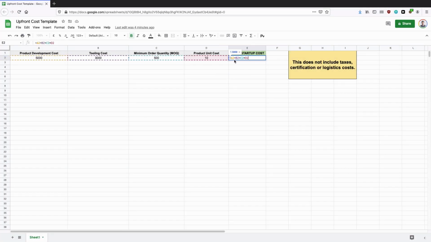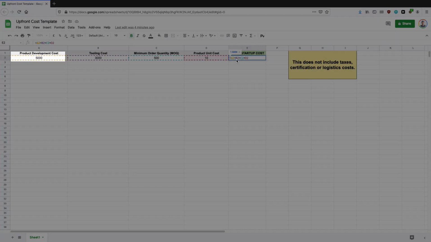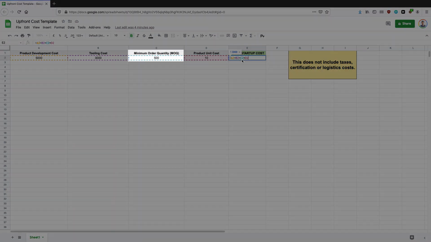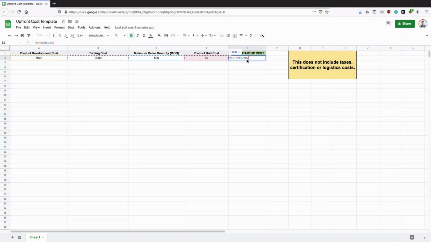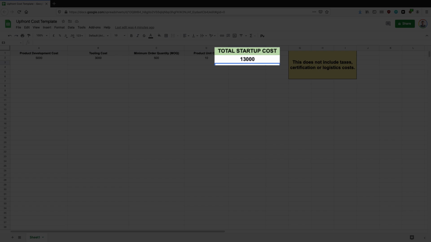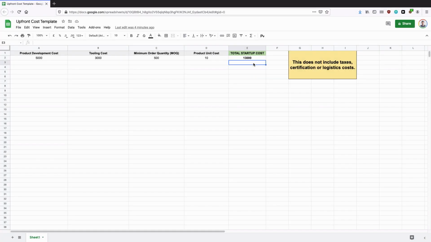And you get this by adding up the product development cost with the tooling cost, and then adding on to that, you take the minimum order quantity multiplied by the unit cost. And in this example, we would get a $13,000 startup cost. And remember, this is just a ballpark figure for you to get a very general sense of how much you need to take your product to market.